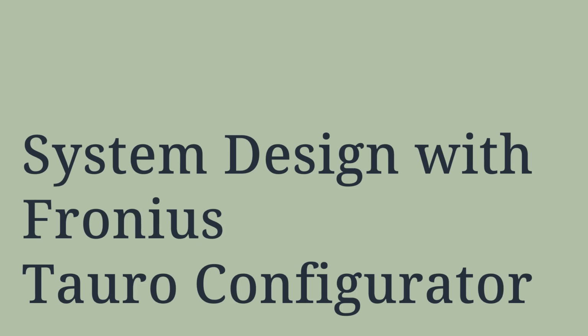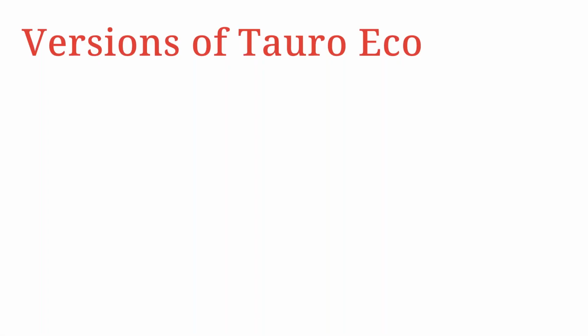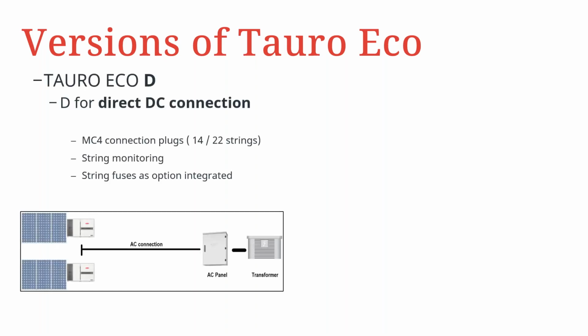So next we'll be covering the system design with the Fronius Tauro configurators. So the versions of the Tauro inverters. You've got the Eco variant, so the Tauro Eco D. The D is for the direct DC connection.